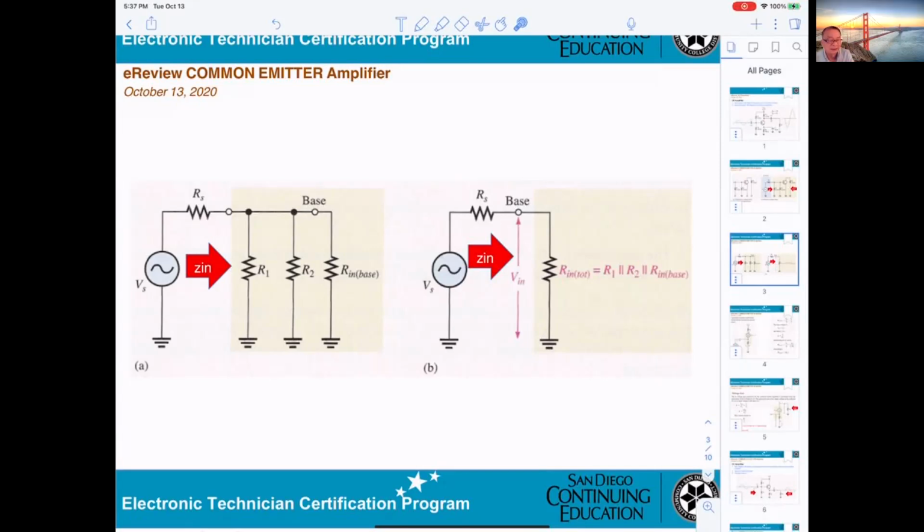Is the R1 parallel R2 parallel RN base parallel formulated like resistance in parallel? Do you use the same formula? Exactly. 1 over RT. Right, exactly. Got it. Thank you.